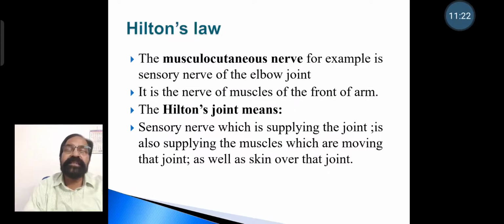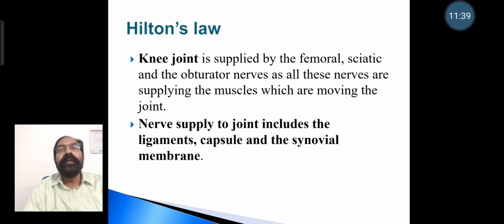Hilton's law means the sensory nerve which is supplying the joint is also supplying the muscles which are moving the joint as well as the skin over the joint. The knee joint is supplied by femoral, sciatic and obturator nerves, as all these nerves are supplying the muscles which are moving the joint. Nerve supply to a joint includes nerve supply to ligaments, capsule and synovial membrane.